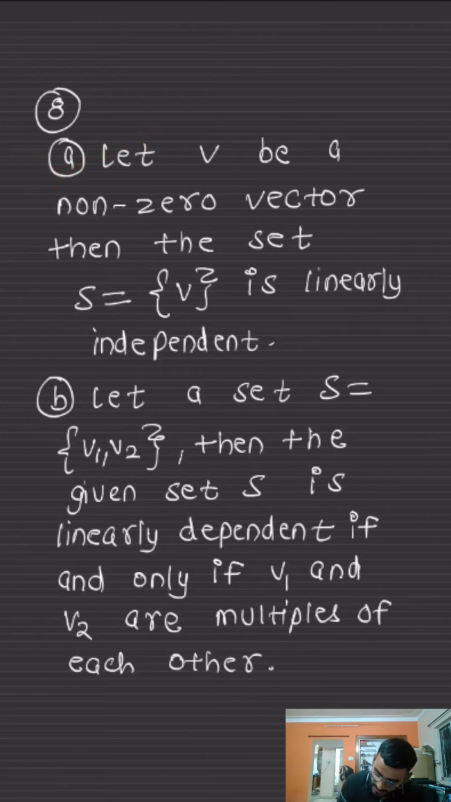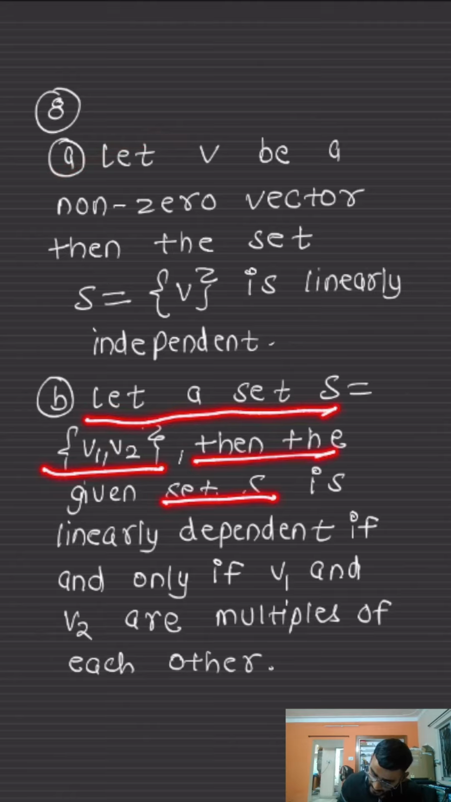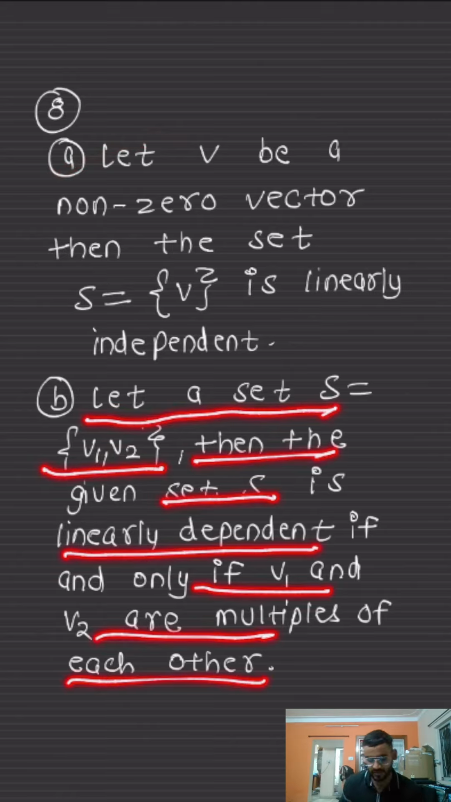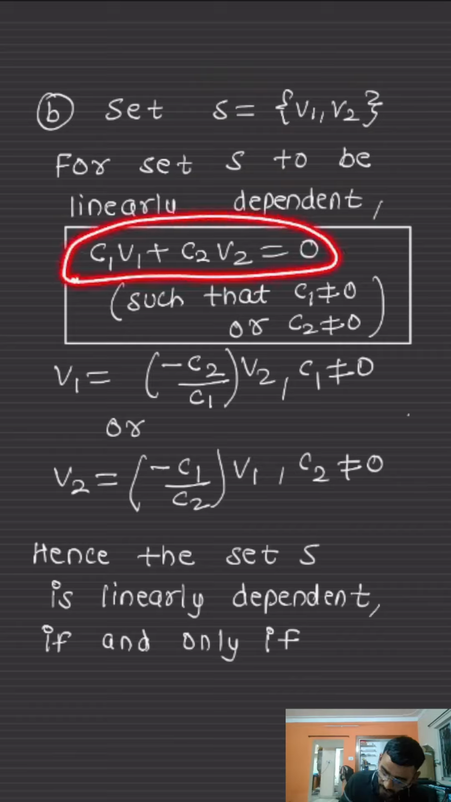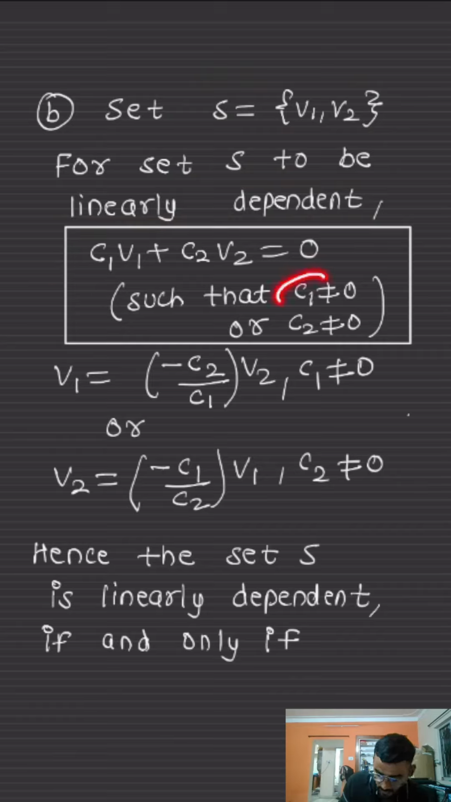Now the second statement: let a set S consist of V1, V2, then the set S is linearly dependent if and only if V1 and V2 are multiples of each other. So, given set S consists of V1, V2, for set S to be linearly dependent, the linear combination must be equal to 0 and all the coefficients should not be equal to 0. Either C1 is not equal to 0 or C2 is not equal to 0, or both are not equal to 0.